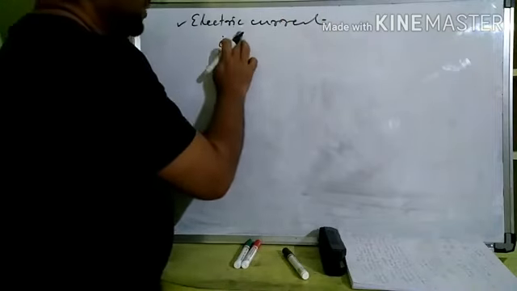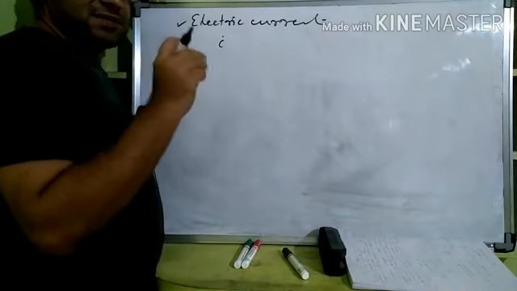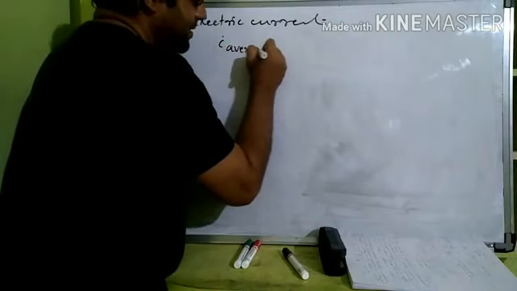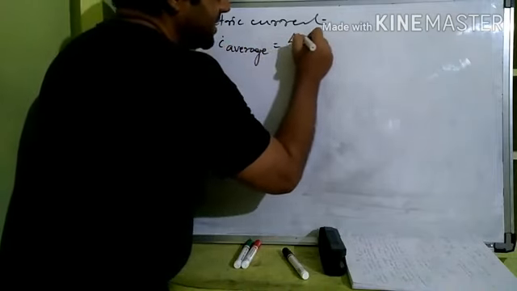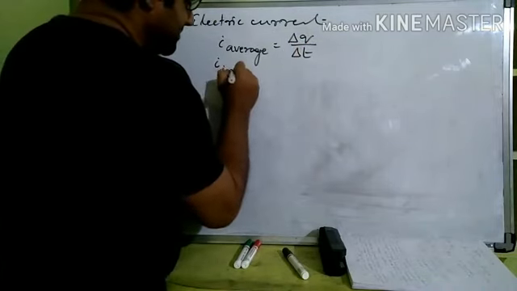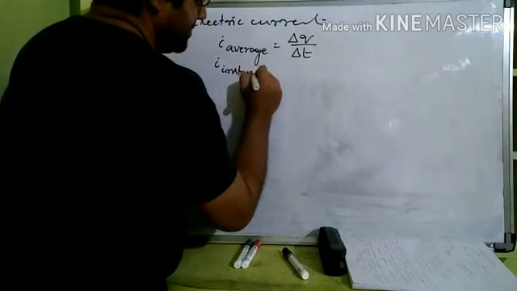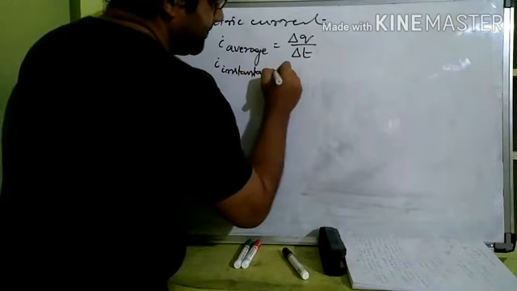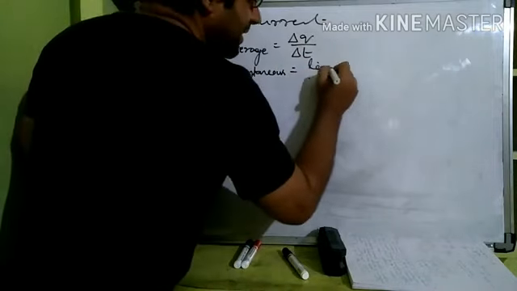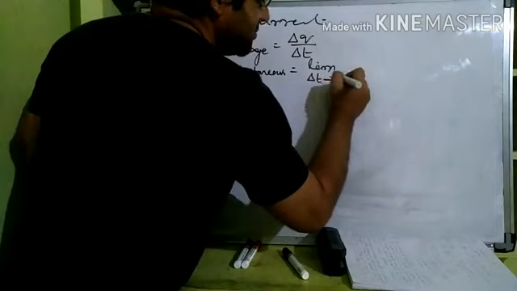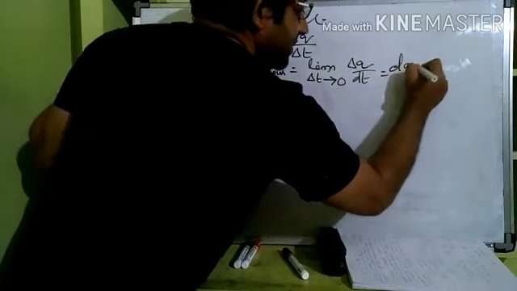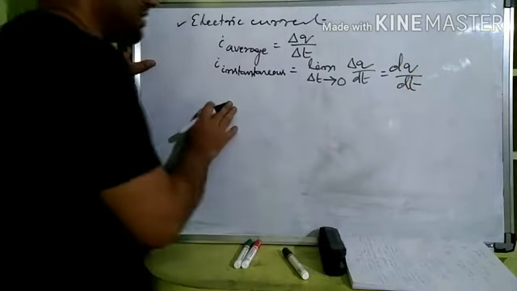This is equal to, and whenever we say electric current, some terms related to electric current we studied. That is, average current I is equal to delta q by delta t. Then instantaneous current is equal to the same average current when the limit delta t approaches 0, delta q by delta t, and in short we wrote that as dq by dt, instantaneous current.